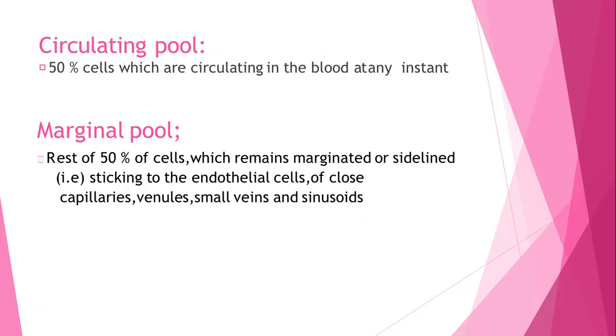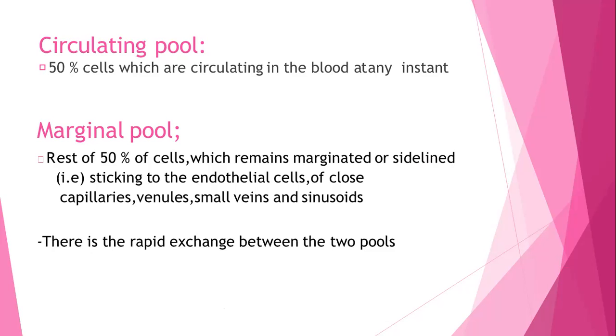Now, what does marginal pool mean? These 50% of cells remain marginated, or sidelined. They stick to the cells close to the capillaries, venules, and small veins. They line up into a pool and remain there as marginated. There can be rapid exchange between the circulating pool and the marginal pool. If required in the circulation, the marginal pool cells will be circulated, and if they are not required, the circulating pool neutrophils will be marginated. So there is a rapid exchange between these two pools.